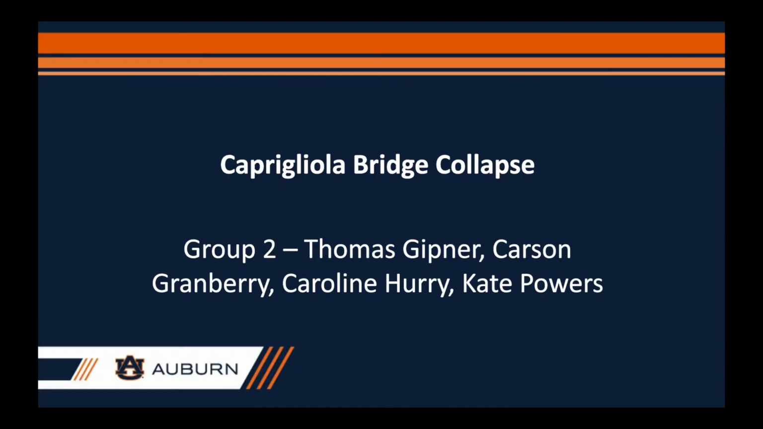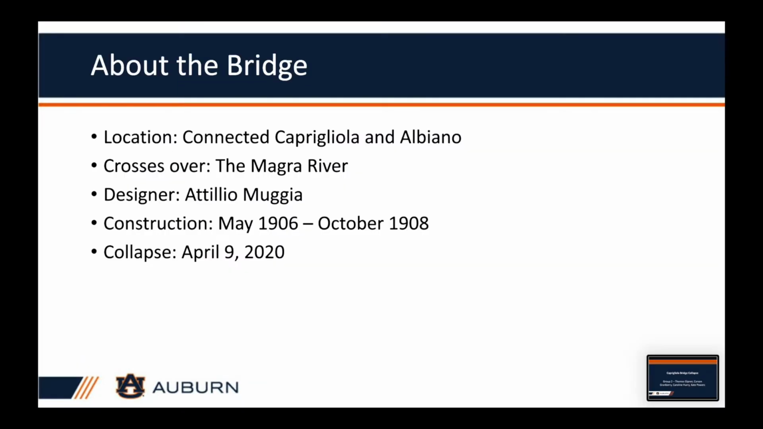This is Thomas, Carson, and Kate, and we have decided to study the Caprigliola bridge collapse. So, the bridge connected Caprigliola and Albiano in Italy. It crosses over the Magra River. It was designed by Attilio Muggia, and it began construction in May of 1906 and ended in 1908. And the bridge collapsed in 2020.